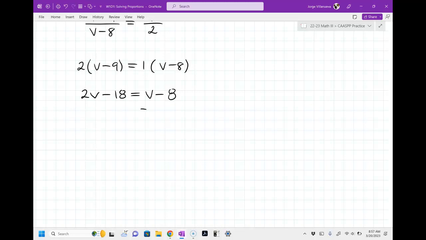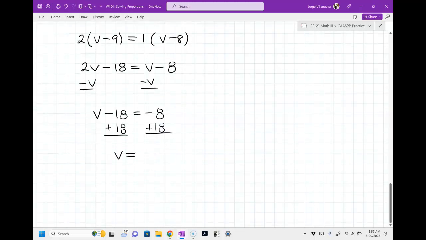So, all right, we'll subtract V from both sides here, minus V. So that gives me V minus 18 is equal to negative 8. So if I add 18, what should my answer be? Anybody get it? How much? 10. Yeah, it should be 10.